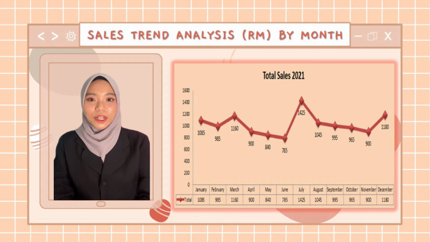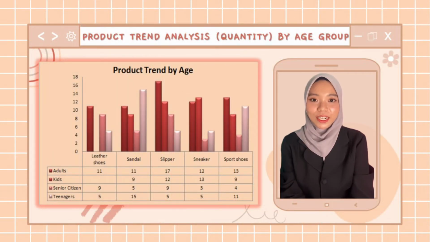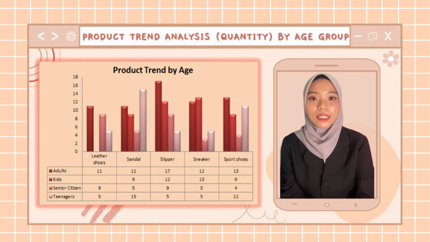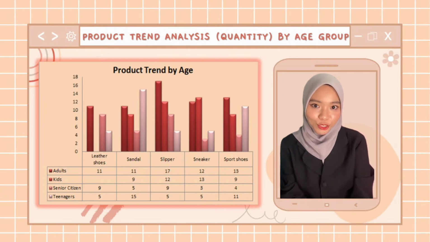After that, from July until December, the number of sales increased again and flattened until the end of the year due to the demand from customers, and customers became familiar with the new norms throughout MCO 2.0. Next is product trend analysis by age group. As we know, Clover SDN Berhad is a company that offers various types of footwear such as sandals, sneakers, slippers, leather shoes and sports shoes.